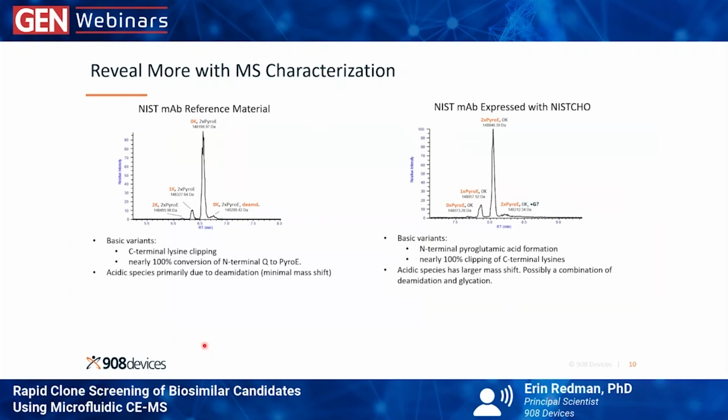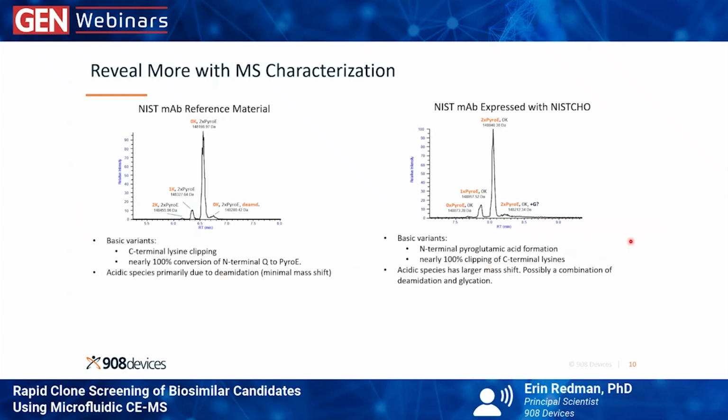On the left here, we have the NIST-MAB reference material, and the basic variants are from C-terminal lysine clipping, and we can tell that there's nearly 100% conversion of the N-terminal glutamine to pyroglutamic acid based on the mass that we're measuring. And the acidic species for this molecule is primarily due to deamidation, as we observe a pretty minimal mass shift for that peak.